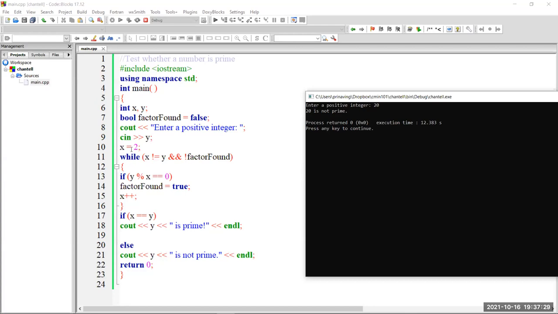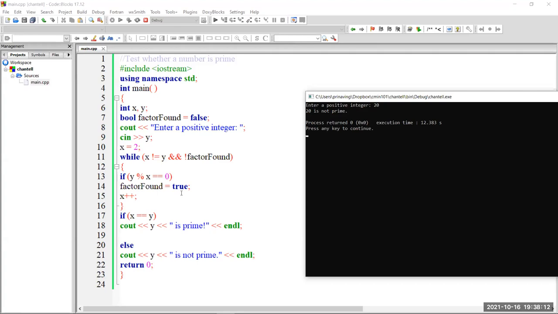If it's 20 and I've got x equal to 2, while not x and not found, that means I didn't find any factors for 20 divided by 2 where the remainder is not equal to 0. I run through it, right? If y modulus x, y was 20, 20 divided by 2, is it equal to 0? The remainder is equal to 0. That means I go and change factor found to true.